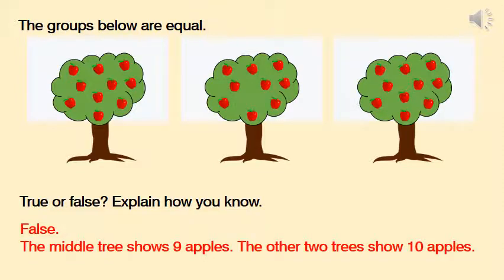The answer was false. Did you find that out? Did you get that answer? Because the middle tree shows 9 apples, whereas the other 2 trees show 10 apples, so they're actually unequal. We've used a prefix there, un.